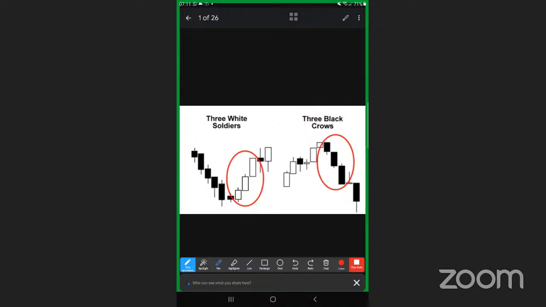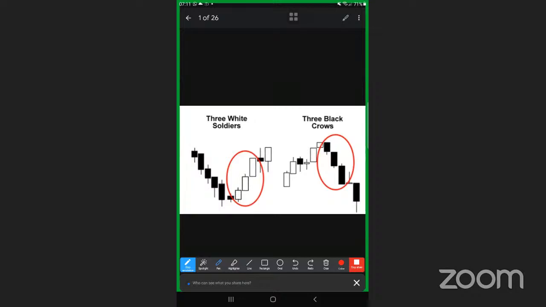Because sometimes it can be a fake. So make sure that you don't only use the candlestick alone to interpret your entry, but you should also confirm with other tools to confirm your entry. So this is what we call the three white soldiers candlestick chart pattern, which is a market reversal signal to the upper side. All right.